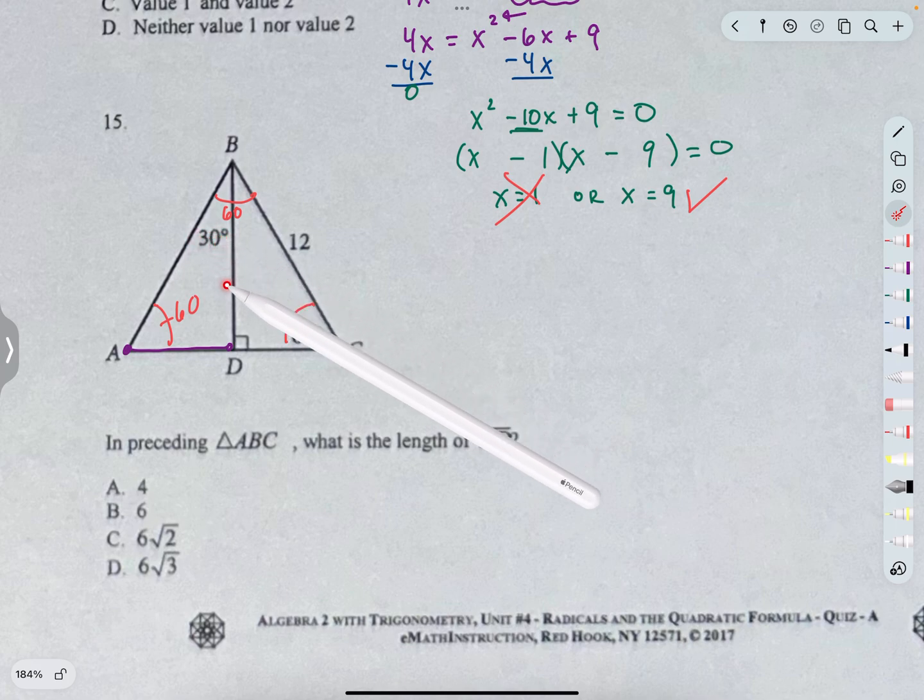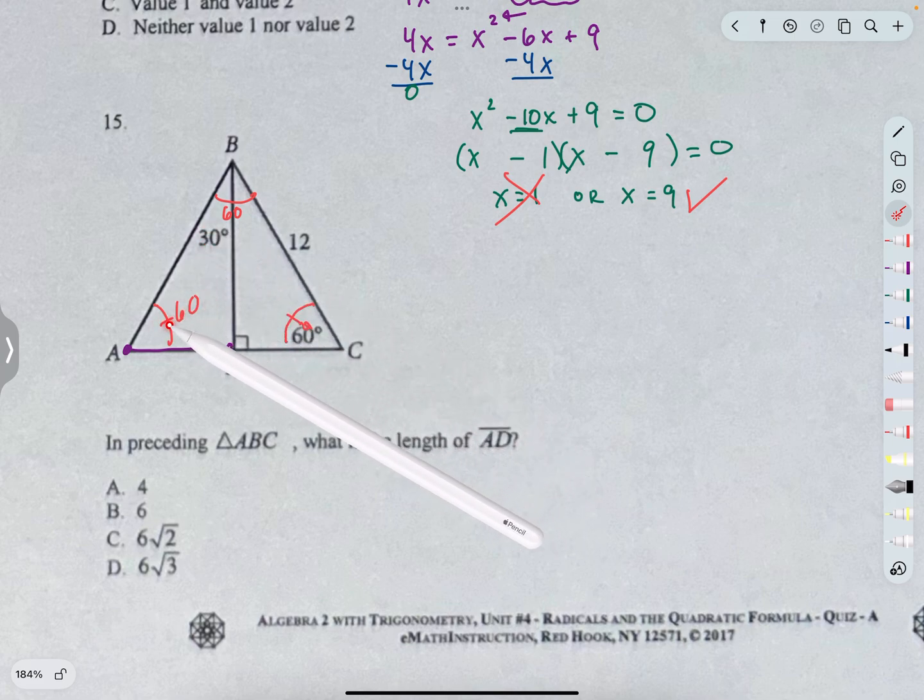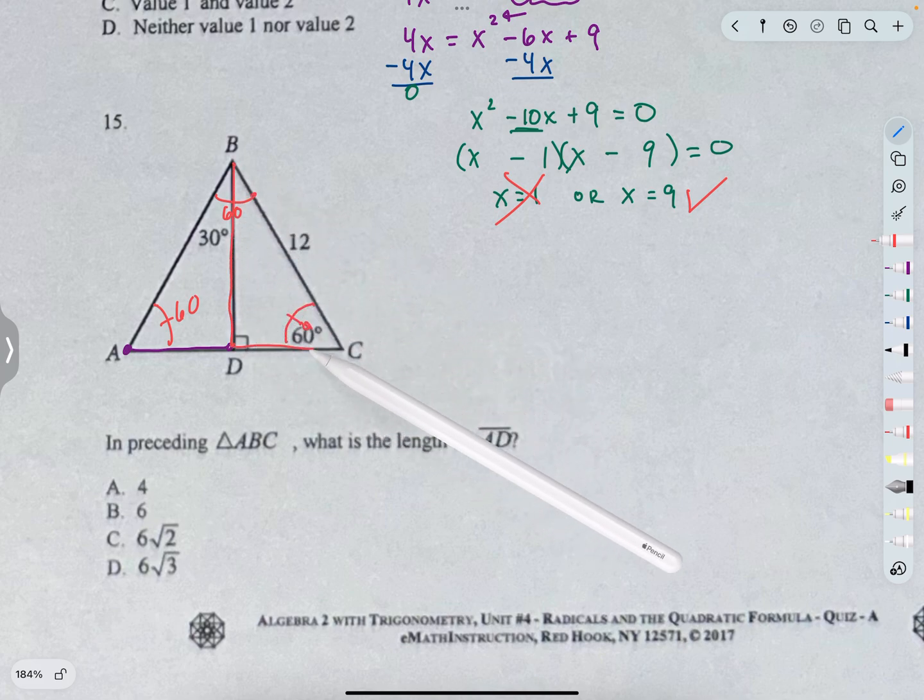So if this is 30 degrees right here, this would also have to be 90. 90 and 30 is 120. 120 plus 60 is 180. So I know this is 60. I know this is 60. Therefore, this has to be 60 to give me, again, a sum of 180 in my triangle. And that helps me a ton because, yeah, I can do the Pythagorean theorem, but I'll do it on this right triangle.